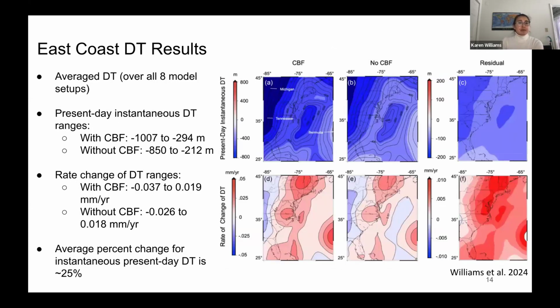And when we look at present day instantaneous and rate of change of dynamic topography just on the East Coast, again, we observe the same patterns with spatial similarities, but higher magnitudes using the CBF method. Again, you can see the ranges here indicate that. The average percent change for instantaneous present day dynamic topography is approximately 25%.